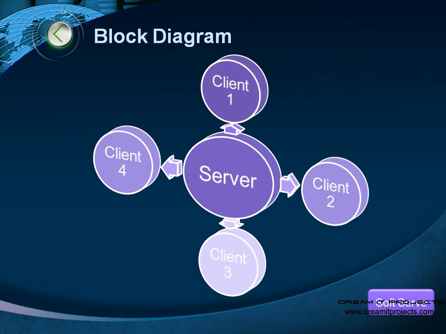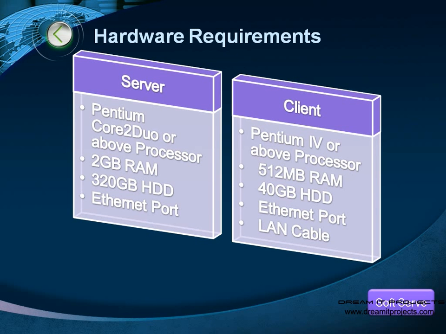Now this is a block diagram. This is a very simple block diagram where we have a centrally hosted server. This server will actually be a cloud, and the different clients can connect to the server and access the software. Now let's see the hardware and software requirements.